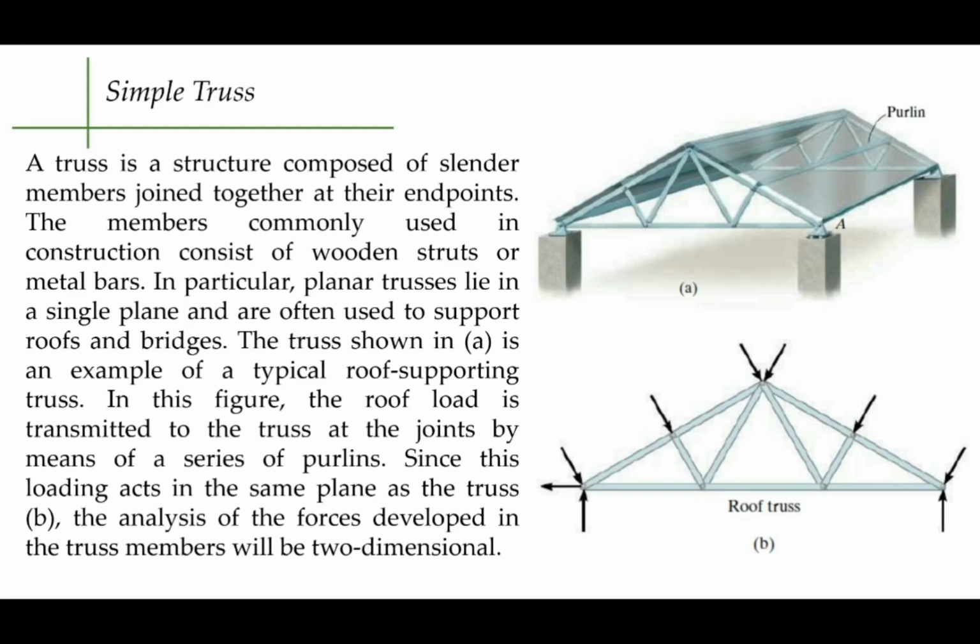Now, the figure in A is an example of a typical roof supporting truss. And in A, the roof load is transmitted to the truss at the joints by means of a series of purlins. Now, since the loading acts in the same plane as the truss as provided in figure B, the analysis of the forces developed in the truss members will be two-dimensional. Now, there are lectures for three-dimensional analysis for truss, but it will not be covered in this lecture video.